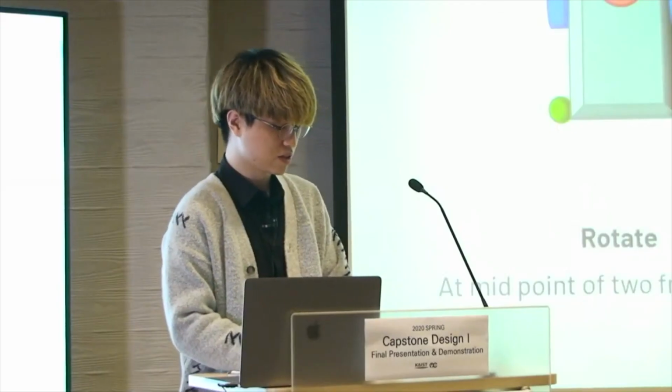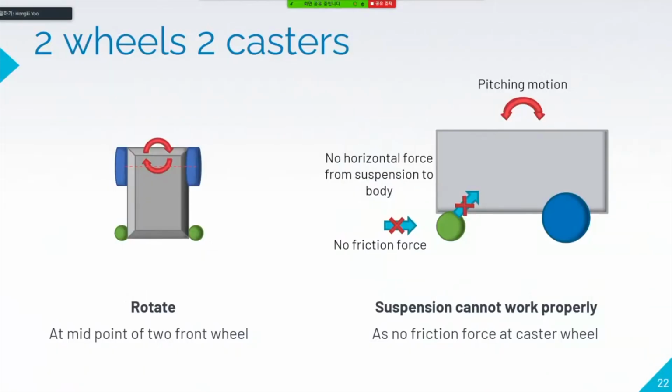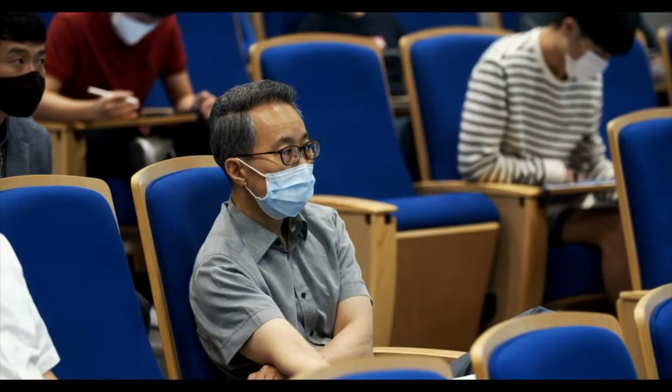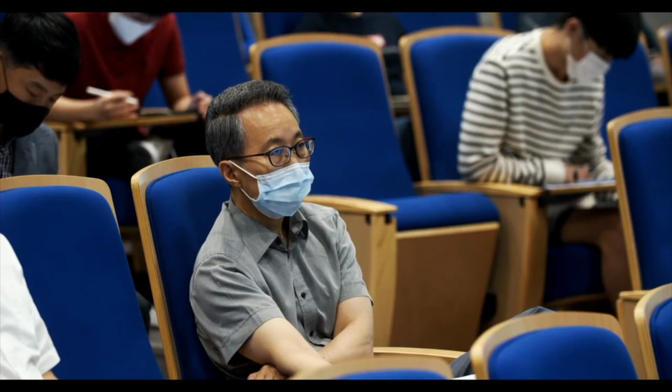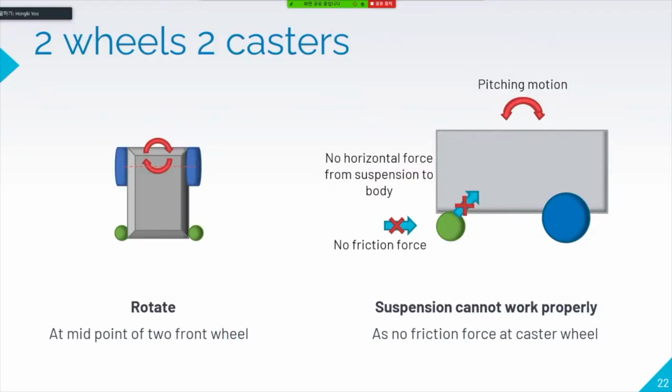Now we will look at the two wheels and two casters model. This model can rotate in place, but there is a critical disadvantage: the suspension cannot work efficiently. As there is no horizontal friction force from the ground to the wheel, there will be no horizontal force transfer from the suspension to the body, meaning we cannot reduce the pitching motion of the car.